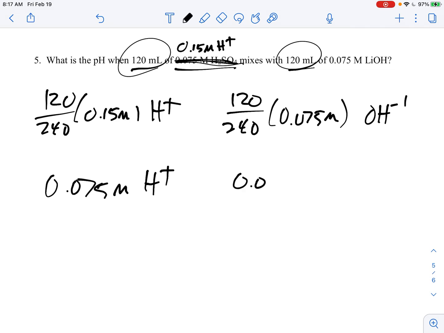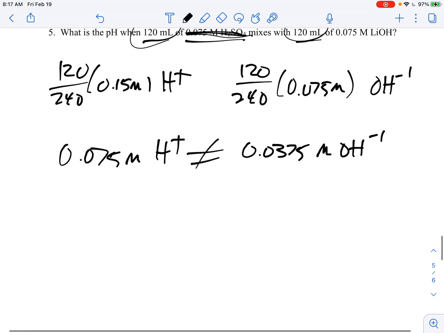So that's going to be 0.0375 molarity of your base. They are not equal to each other, and so consequently you are not going to have a pH of 7. The acid is more than the base, so when you're all done with this, you should see that the pH is below 7.